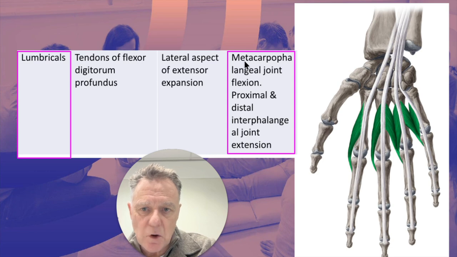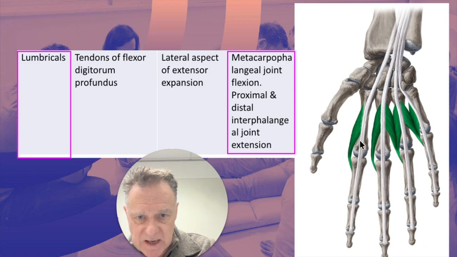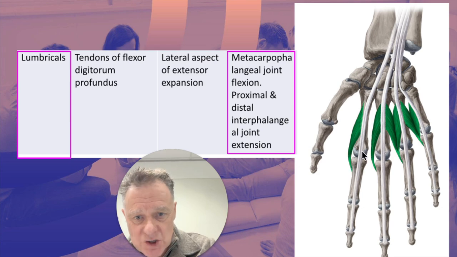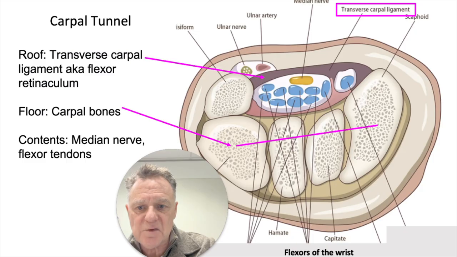So it's going to be involved in metacarpophalangeal joint flexion, so these are the metacarpals here, and interphalangeal joint extension. So it's going to extend the distal interphalangeal joint because it extends posteriorly into the expansion tendon. It will extend the phalanges.